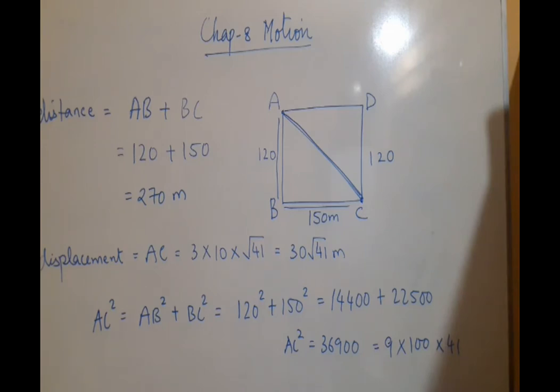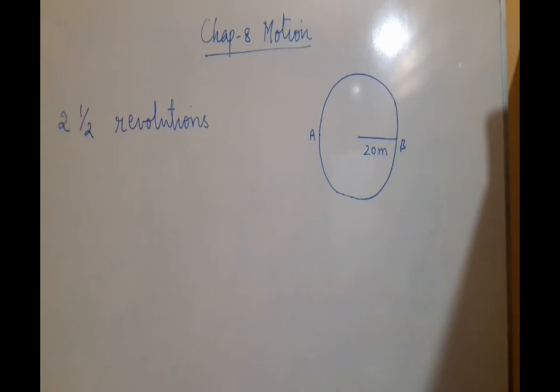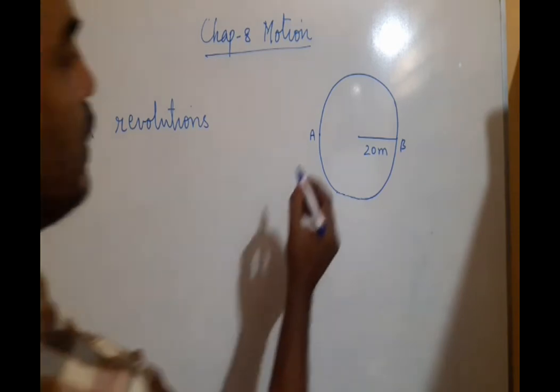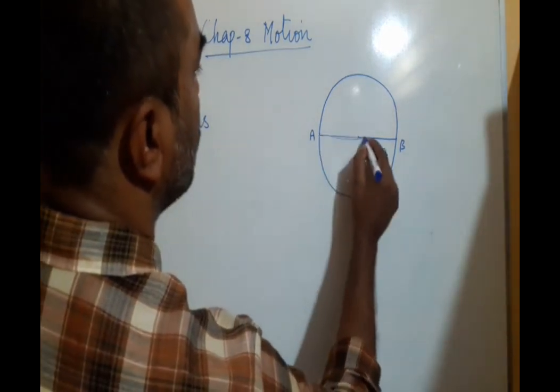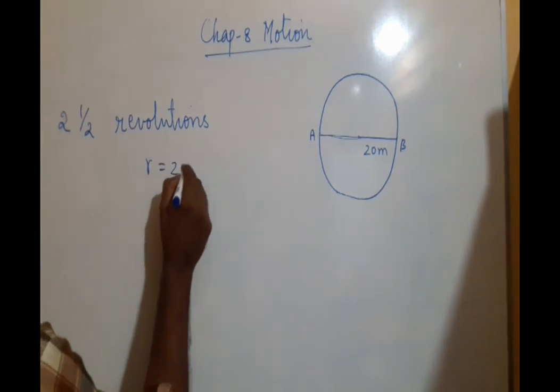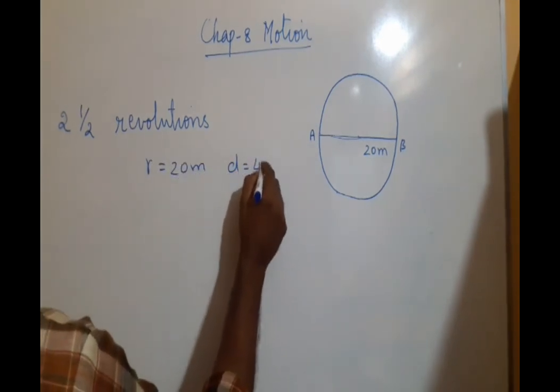Okay. Now we move on to the next numerical. In this second numerical, we have a circular path this time. There is a circular ground. A runner is running around this ground, and he has run 2.5 revolutions. In this case also, we have to find the distance he ran and his displacement from the starting position. Here the radius is given as 20 meter, so diameter will be 40 meter.